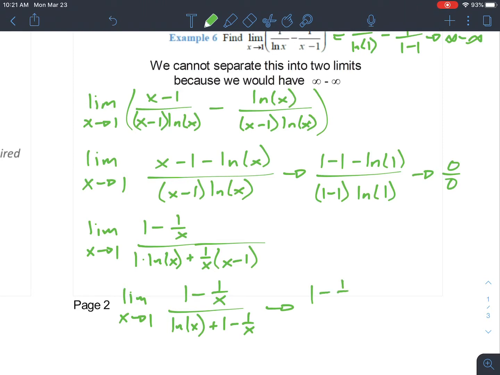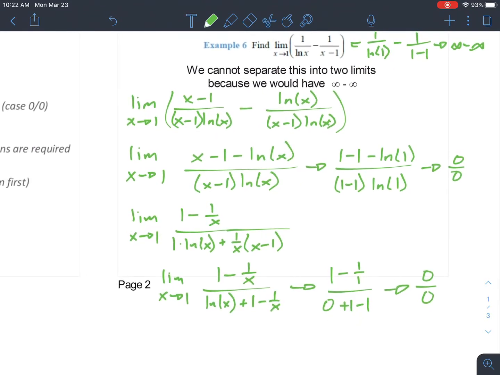We're going to get 1 over 1 minus 1, and then down at the bottom we know natural log of 1 is 0, plus 1 minus 1. So we happen to get 0 over 0 again. So it looks like we're going to need to do L'Hopital's another time.